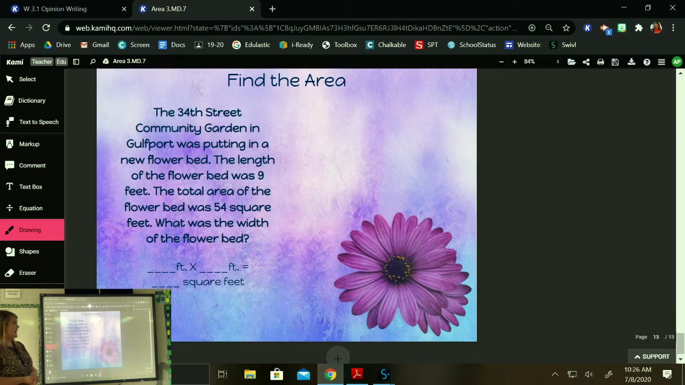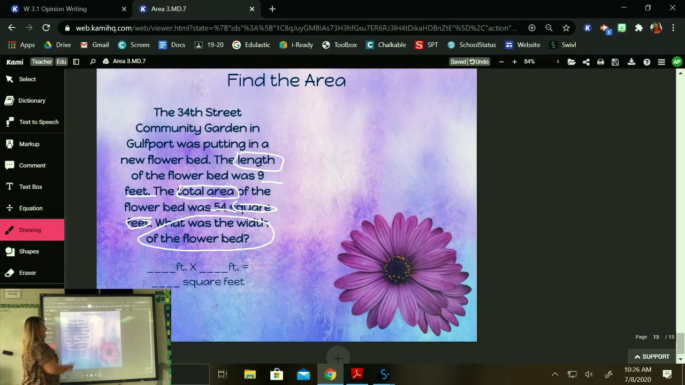Let's read it for our second time. The 34th Street Community Garden in Gulfport was putting in a new flower bed. I see the number 34, but that's referring to the street name, so it's not going to be an important number that we need to underline. The length of the flower bed was 9 feet. The total area of the flower bed was 54 square feet. What was the width of the flower bed? So we're trying to discover what the width of the flower bed is. We know our length and we know our total area. So let's plug and chug.